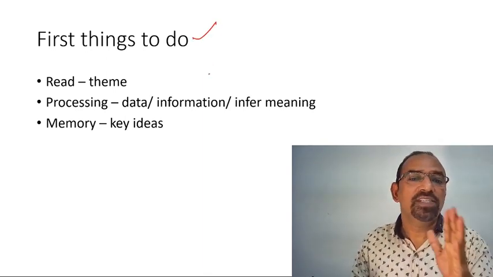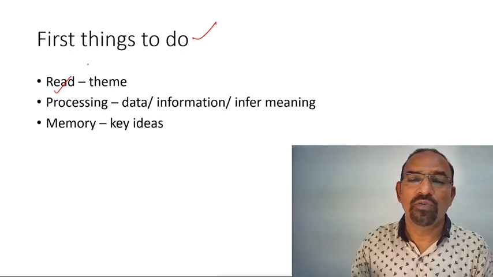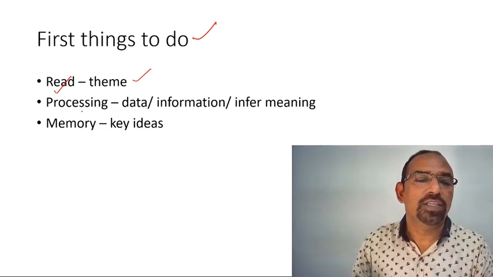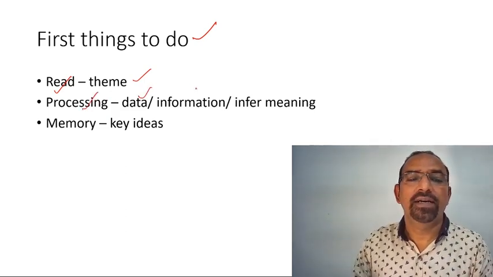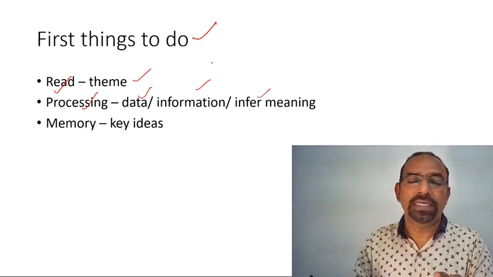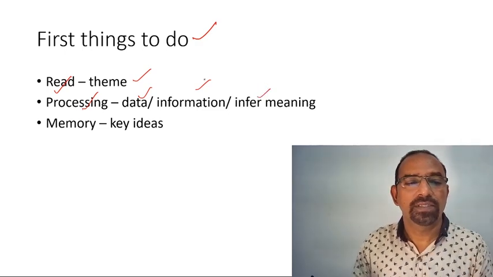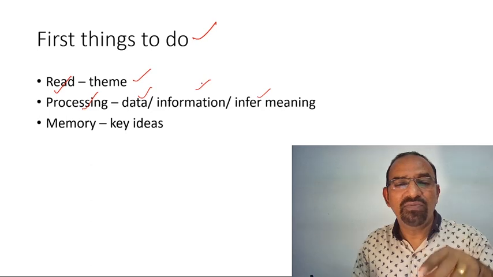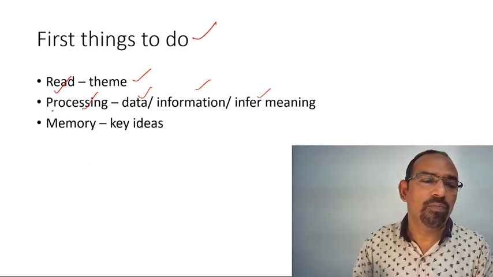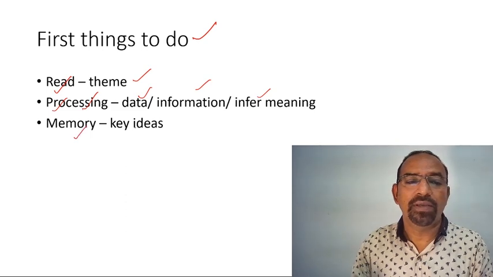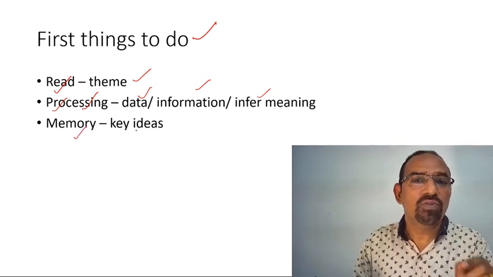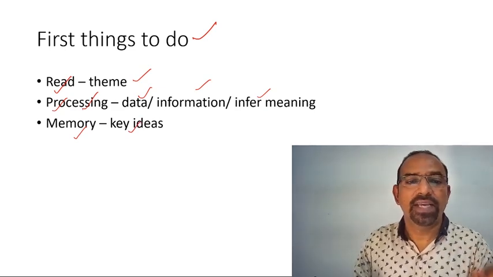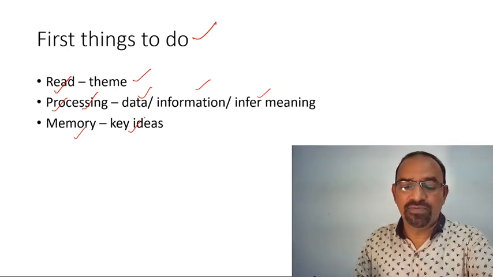How to solve? First things to do. First you have to read the passage and understand the theme. Then you start processing it: data, information, infer the meaning. This is processing. When you collect the data or the information, or when you can infer the meaning of the passage, it is called processing. Then memory. You have to keep in memory, or you have to write down the key ideas of the passage on your rough page. This is the first thing you have to do.